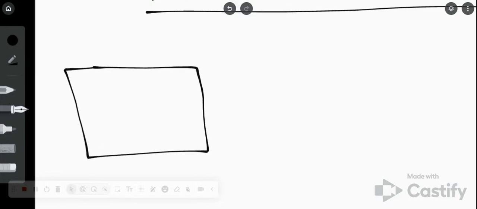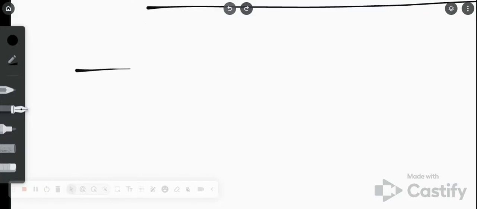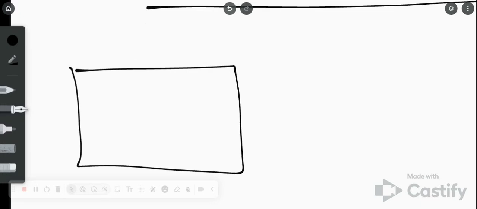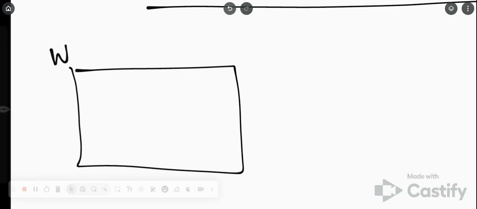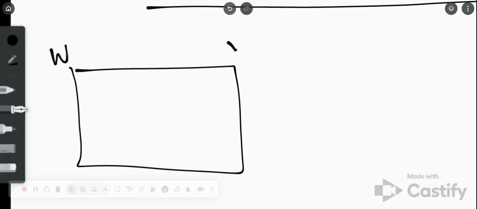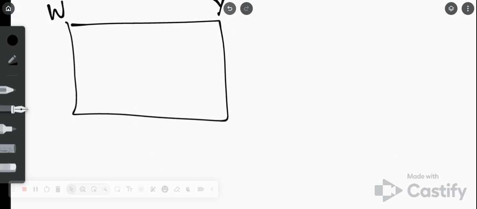and this rectangle will be called W, Y, X, and Z. Since this is a rectangle, all angles are 90 degrees, and all opposite sides are equal in length and parallel.